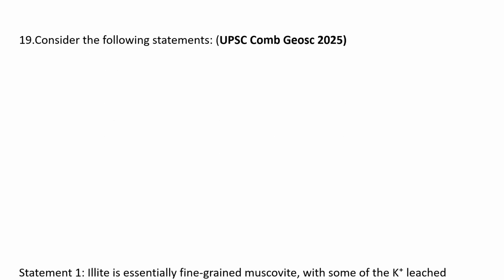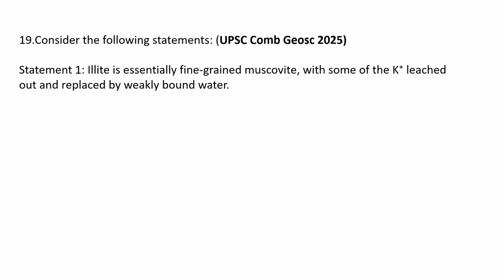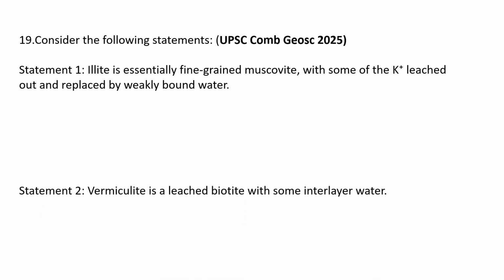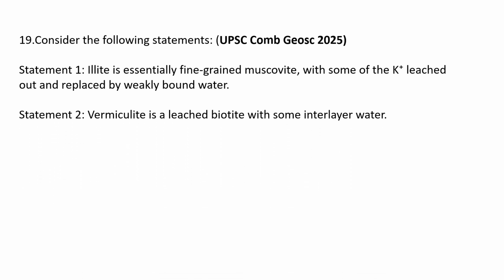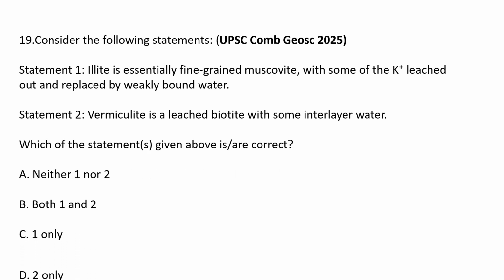Next question. Consider the following statements. Statement 1. Illite is essentially fine-grained muscovite with some of the potassium leached out and replaced by weakly bound water. And statement 2. Vermiculite is a leached biotite with some interlayer water. Which of the statements is correct? A. Neither 1 nor 2. B. Both 1 and 2. C. 1 only. And D. 2 only. So the correct option is both 1 and 2. Statements 1 and 2 are correct.